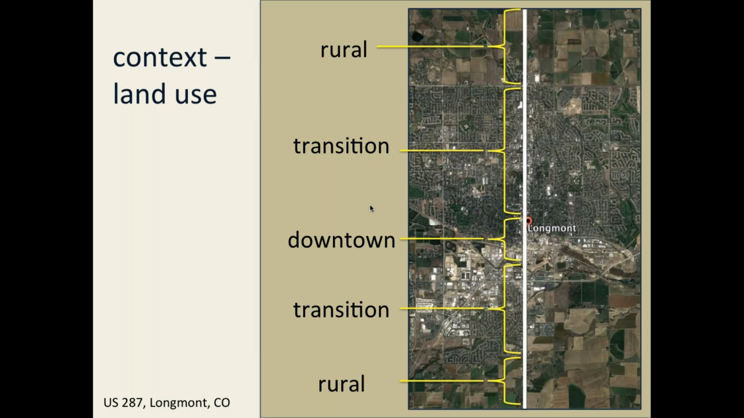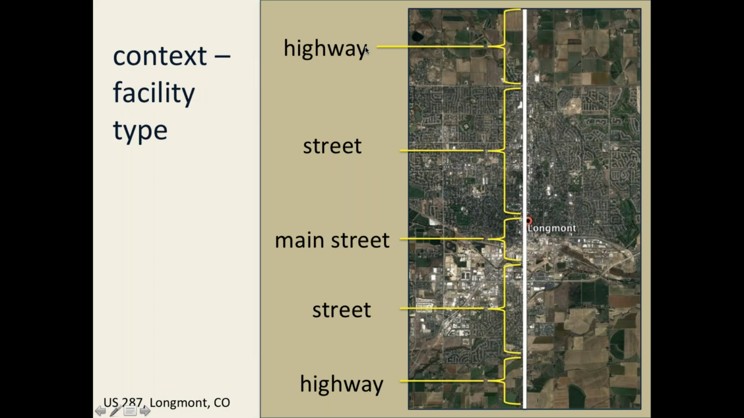And as it comes through town, it transitions from a rural context to what we were calling in the manual a transition context, to a downtown context, and then back to transition and back out to rural. And the facility type adjusts to those different contexts. It starts out as a highway, it becomes a street, a transitional street, it becomes a main street. US 287 is Main Street of Longmont. Then it transitions out to the suburban area as a street and then becomes a rural highway again.